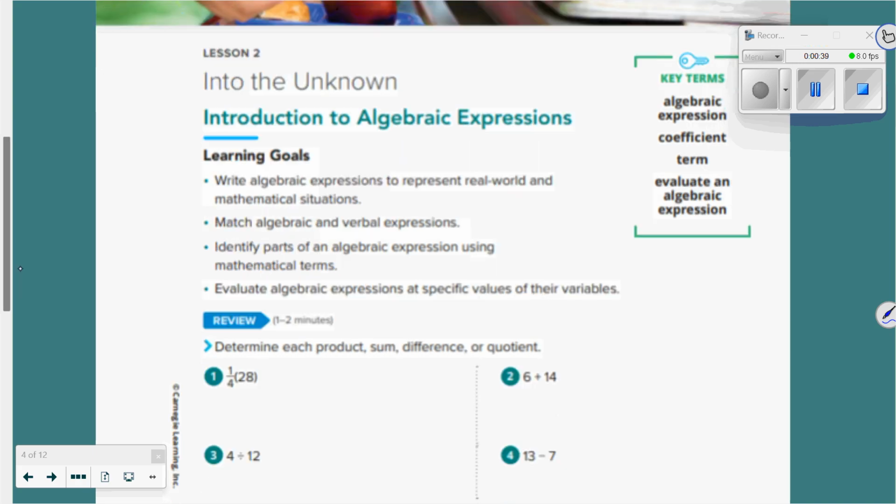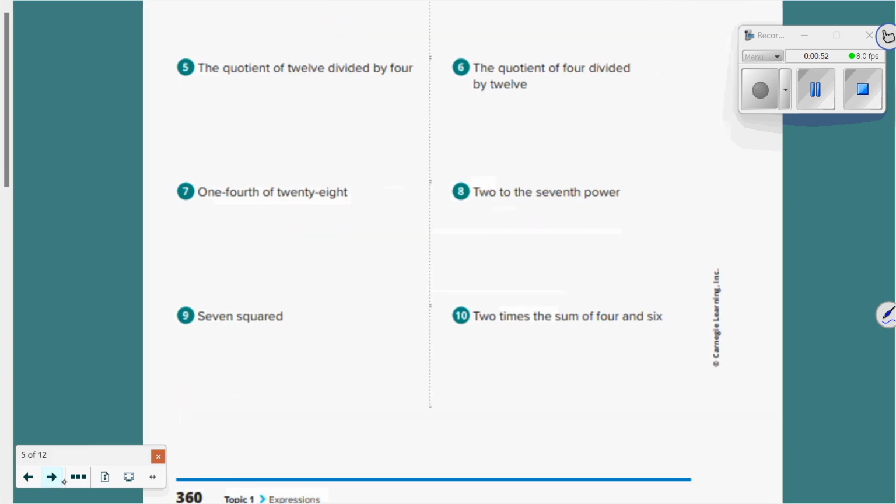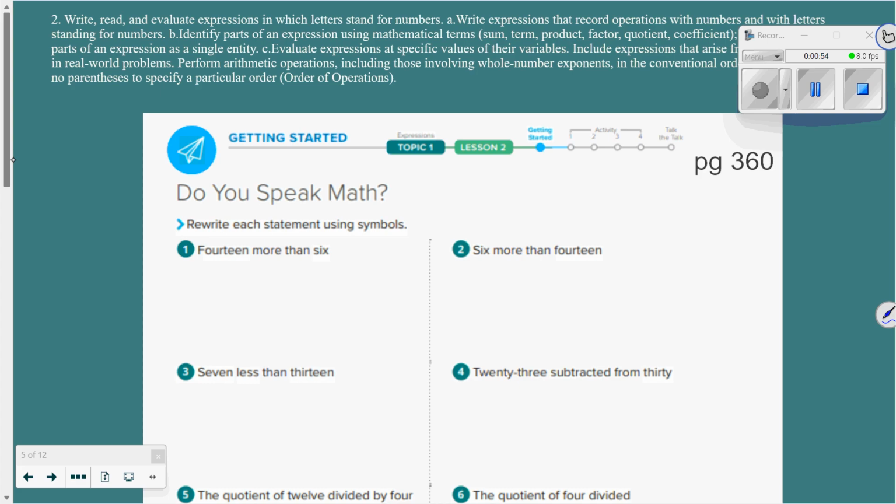Are we highlighting things? Not yet, but we will be highlighting in a moment. Because of the time and the fact that we're being recorded, we're going to skip the review for right now, and we're going to go into the second part. So here's what we're going to do. This is going to be our translation exercise.